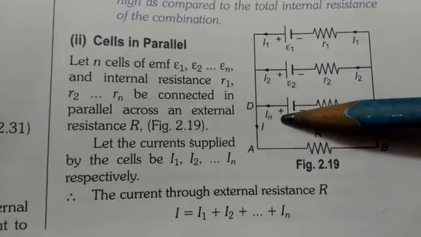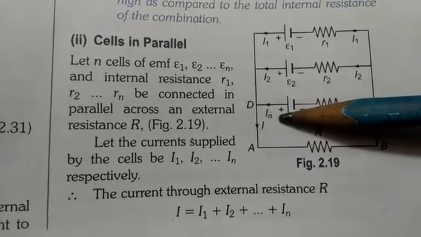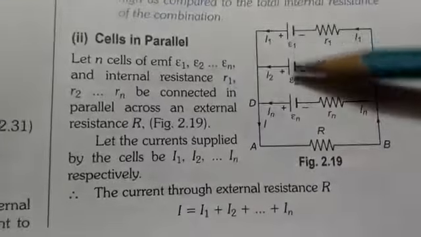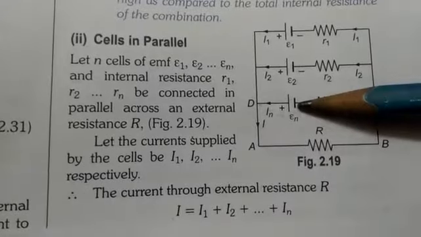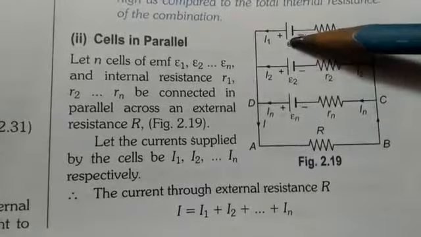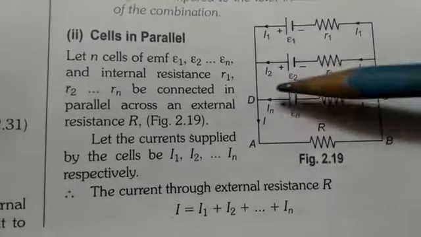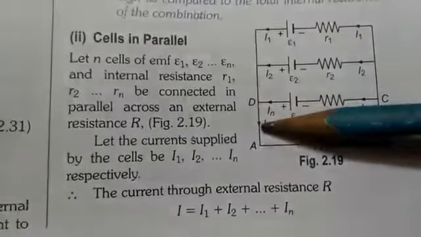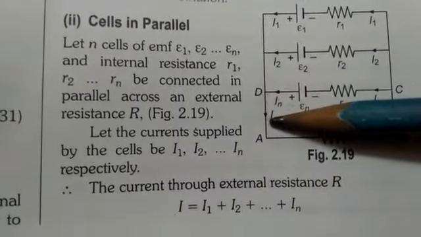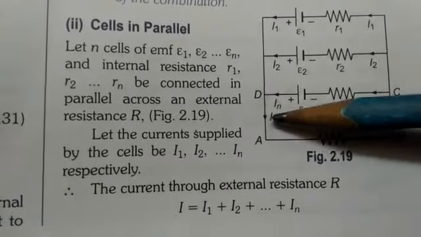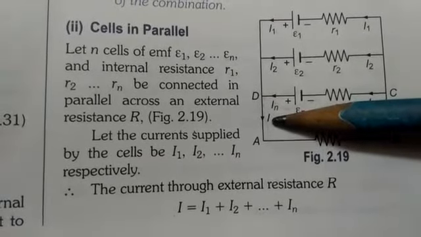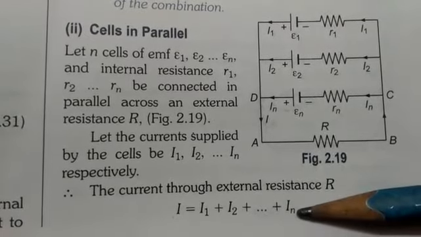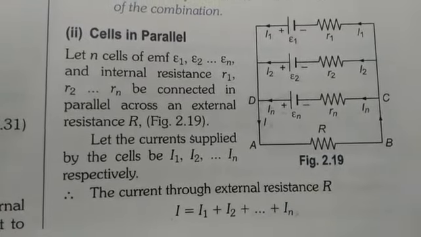Students, in case of resistances we have seen that current is split up, but here because we are using cells now, current will be added up. So current from first cell, second cell and nth cell, they all come here at this point and they all combine. Okay, and become the total current of the circuit I. So what is the value of I? It is I1 plus I2 plus In. I hope the diagram is clear to you.